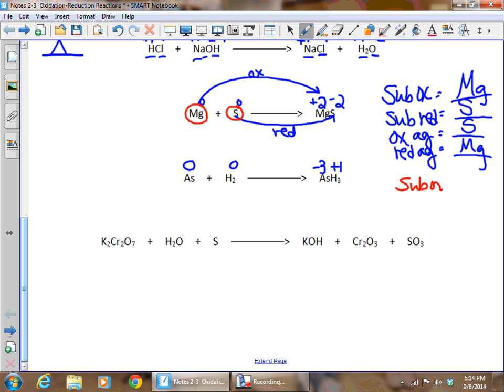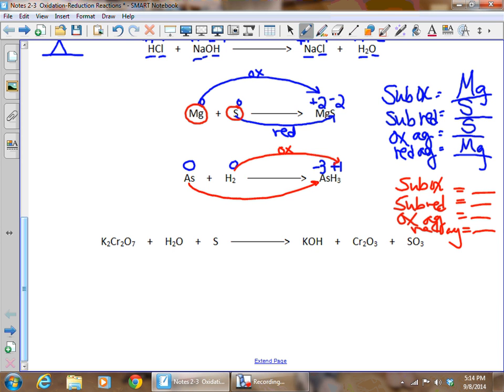So hopefully you have the substance oxidized, substance reduced, oxidizing agent, reducing agent. The substance oxidized in this case is going to be hydrogen. It's going from a 0 to a +1. So that's our substance oxidized. Arsenic, on the other hand, is going from 0 to a -3. There's our substance that's being reduced. So fill those in really quickly if you haven't already.